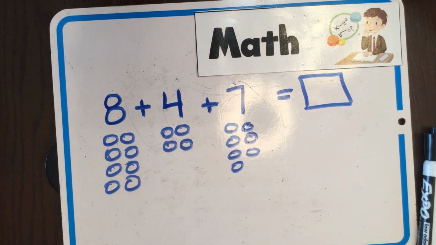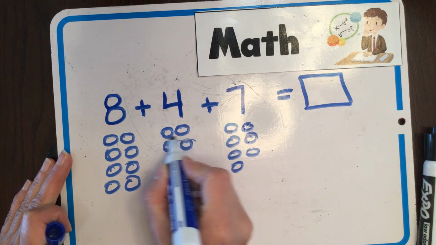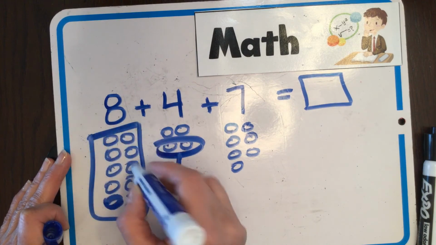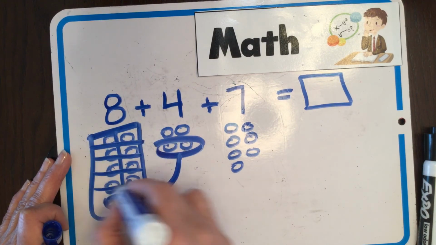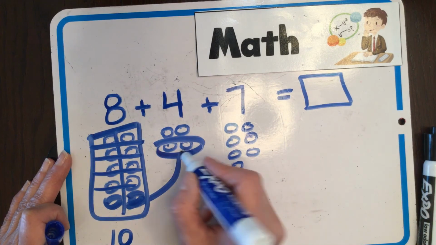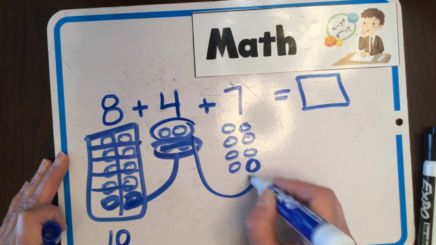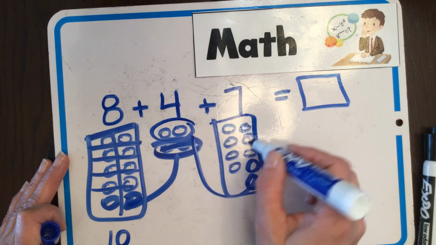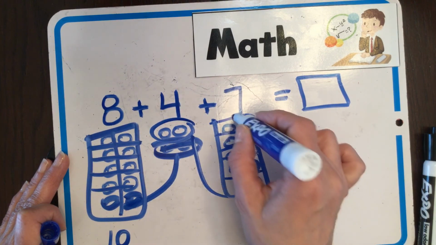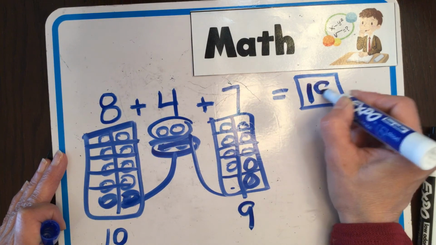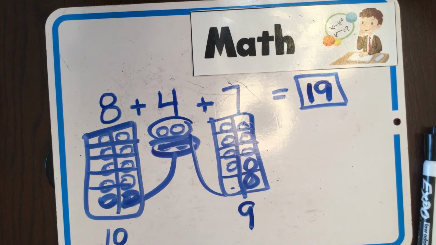Or I can do some grouping to help me add this. I can take these two and group them down here so that this makes a nice 10 frame. See my 10 frame? Then those two aren't here anymore. I can take these two and join them up here so that it makes an almost full 10 frame. If my 10 frame's missing 1, then we know that equals 9. So my answer is the same, 19.